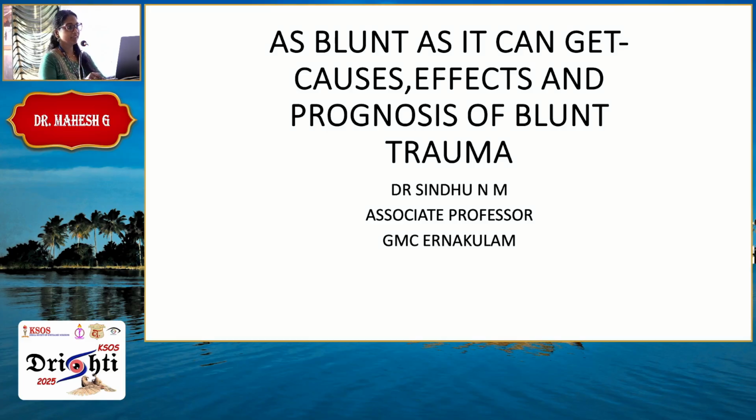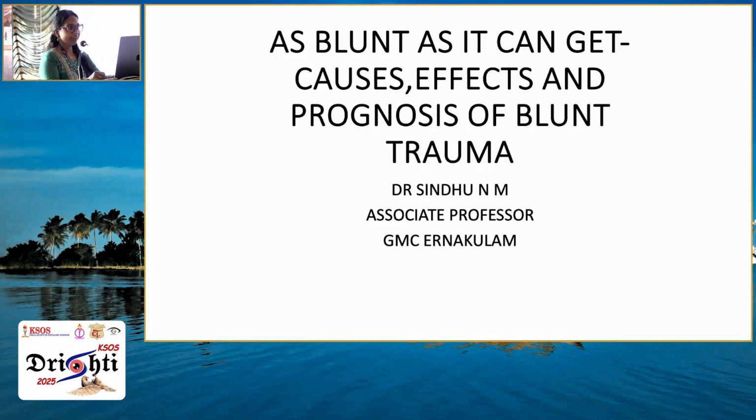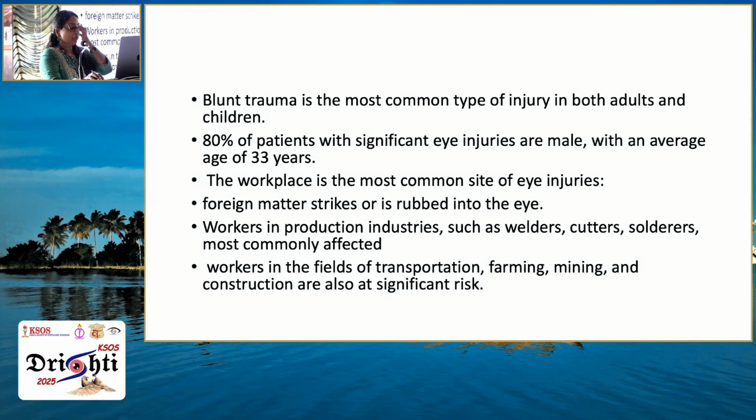Good afternoon. Causes, effects and prognosis of blunt trauma. Blunt trauma is the most common type of injury in both adults and children. 80% of the patients with significant eye injuries are young adults. Workplaces are the most common site of injuries, involving production industries, construction sites, transportation, farming and mining.